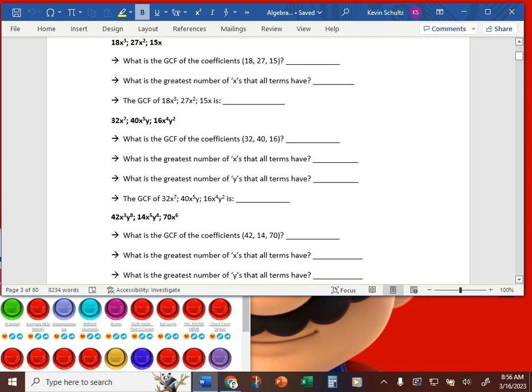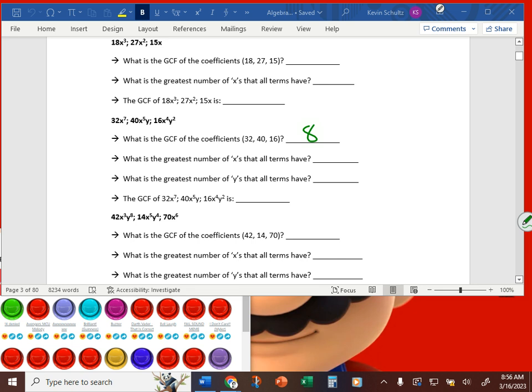Let's look at the next one here. What is the GCF of the coefficients? We have 32x to the 7th, 40x to the 5th y, and 16x to the 4th y squared. What's the GCF of our coefficients 32, 40, and 16? 8. 8 goes into all of them. 8 goes into 32 4 times, 40 5 times, and 16 twice.